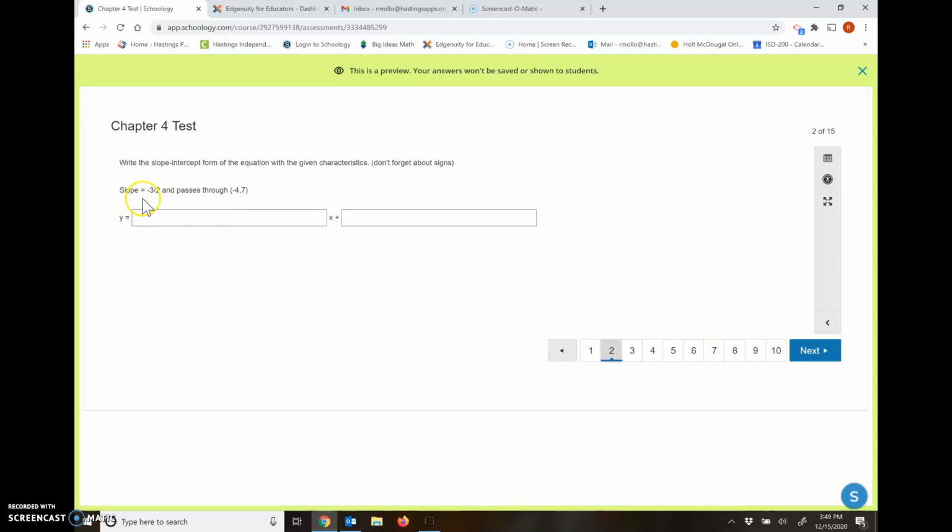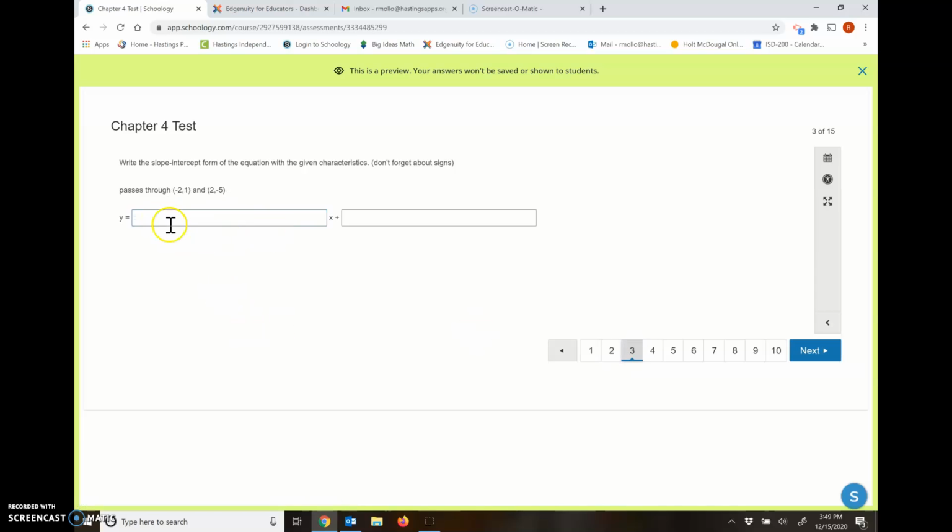Here, it's a little different. I'm giving you the slope, and I'm telling you the x and the y of the point it passes through. So you have to do a little bit of work to figure out your y-intercept, but I gave you the slope there as -3/2. And also don't forget about your signs. Make sure you put a negative if it's negative. If it's positive, you don't have to put anything before it. But if it is a negative answer, make sure you put a negative sign in there.